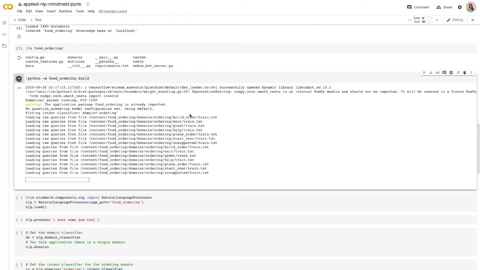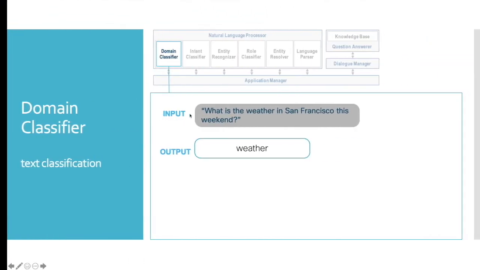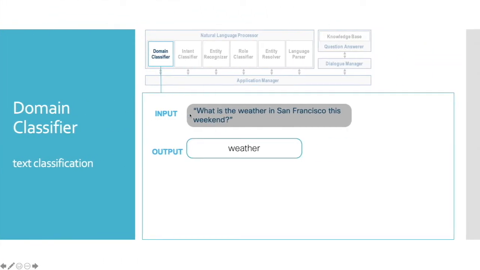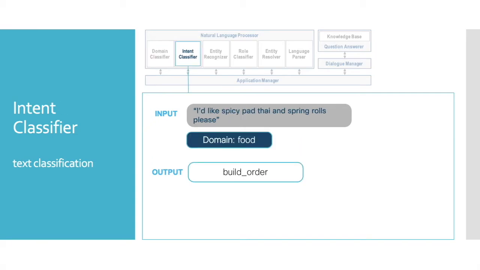While it is running, I'll go ahead and go back to the slides and start describing our first component, which is the domain classifier. This is a text classification problem like we talked about. Given an input query like, what is the weather in San Francisco this weekend? This can classify it as a domain or a broad area of general knowledge.